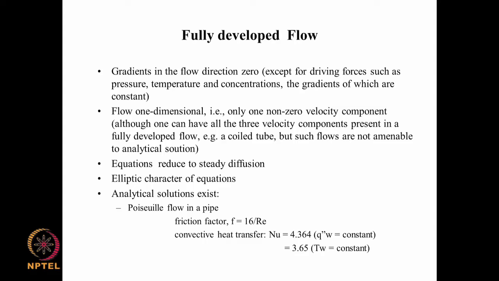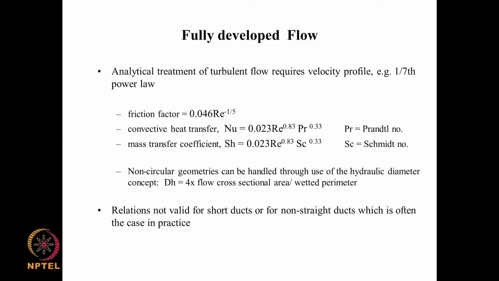So, you can get these useful relations, but these are valid for laminar flow and only for the case of fully developed flow. If you have developing flow, then this is not valid. Okay. So, you also have certain relations for turbulent flow, but these are not valid for short ducts or non-straight ducts, which is often the case. As we saw in the very first lecture of this course, we saw certain cases where you do not have fully developed flow and you do not have ducts of constant cross section. So, in such a case, application of these relations becomes questionable.